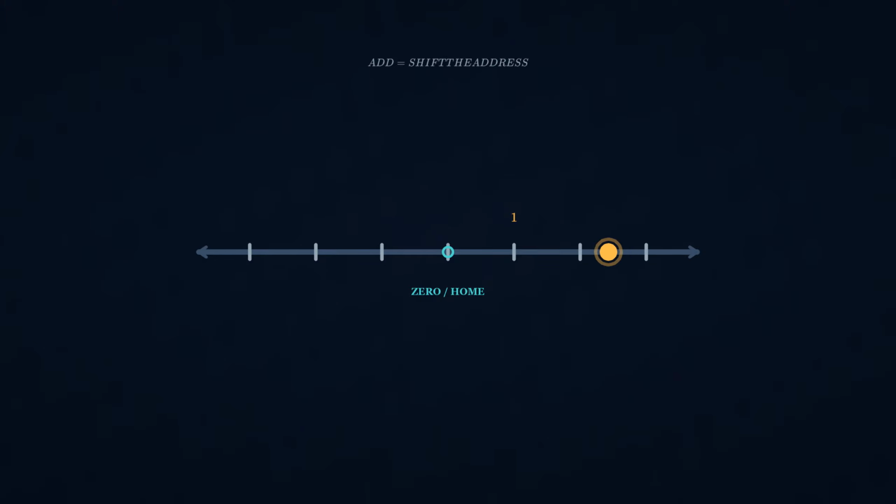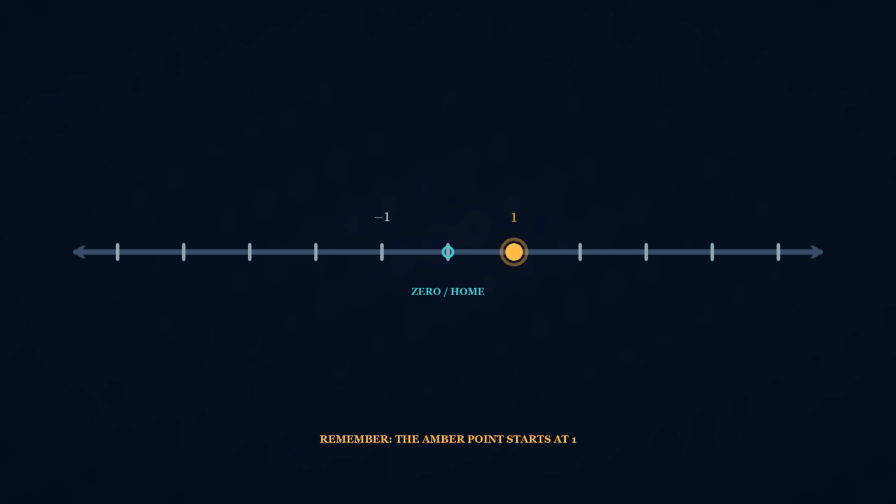Addition now has a visible job. Adding 1 shifts the traveler 1 unit right. Adding -1 shifts it 1 unit left. Subtraction reverses a shift. These rules are not pictures pasted onto arithmetic. The picture preserves the arithmetic exactly. Keep one fact in memory. The amber point at 1 is our starting state and 0 is home. The rest of the film will change the meaning of movement without changing that identity.